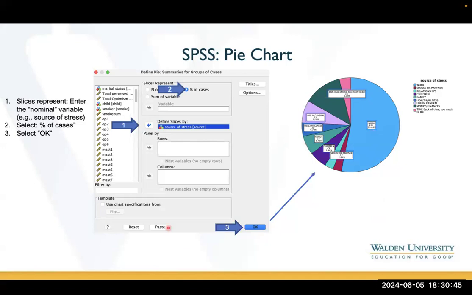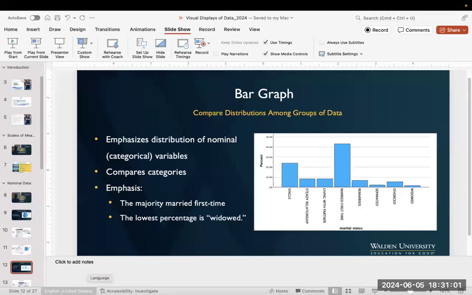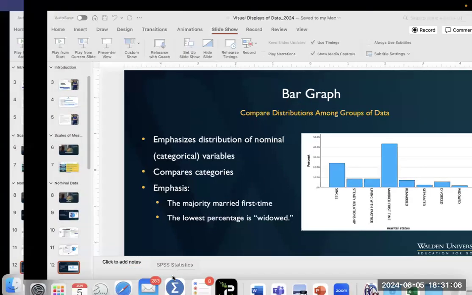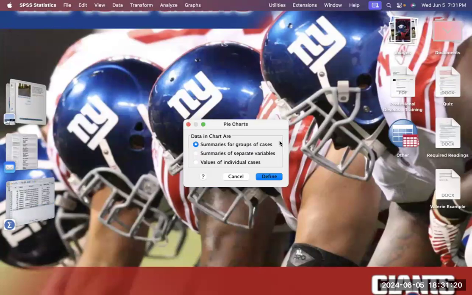Okay, great. Now, let's run that pie chart in SPSS, though, before we move forward, okay? So we'll do it live. Remember, you'll get the presentation. You can do it yourself. So let's do that now. Let's get in SPSS. Remember, graphs, right? I want to do a pie chart. There's the summary for the groups of cases, right? Remember, I have to define it.